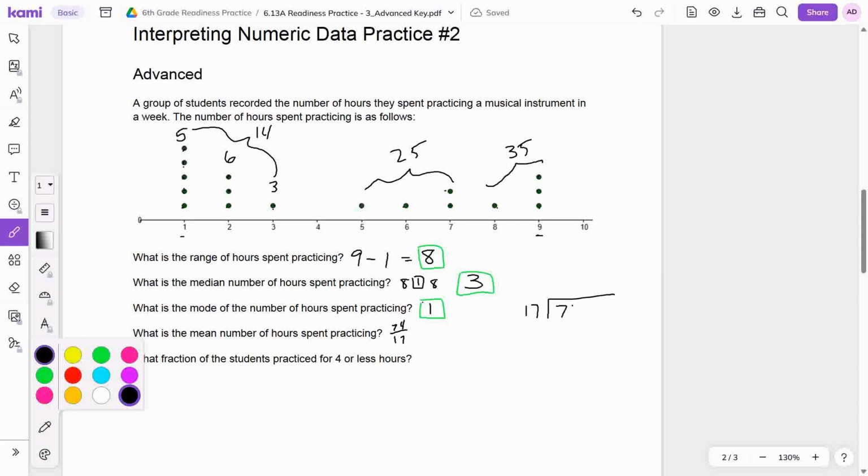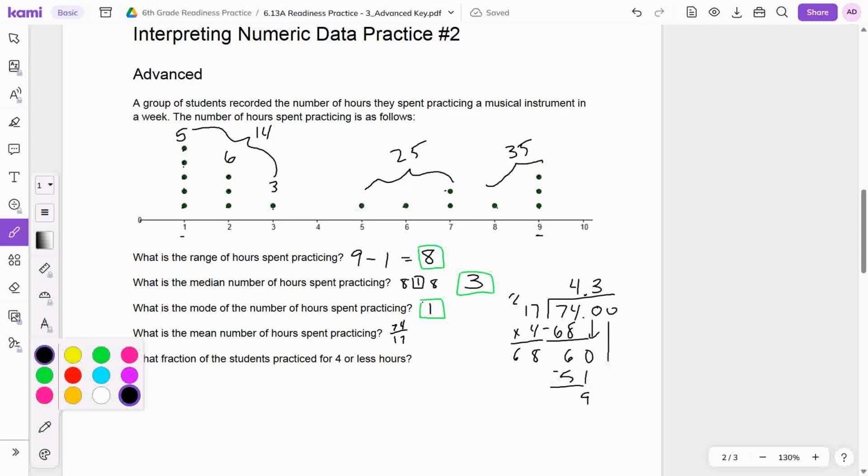17 into 74. And so let's try 5 is going to be a little bit too big, so let's try 4. See what that gets us. There we go. That's going to get me 68. All right, so that's going to get a remainder of 6. Add a decimal, bring that down. 60. So 4 was going to be too large. Let's do 3. So that is going to be 51.